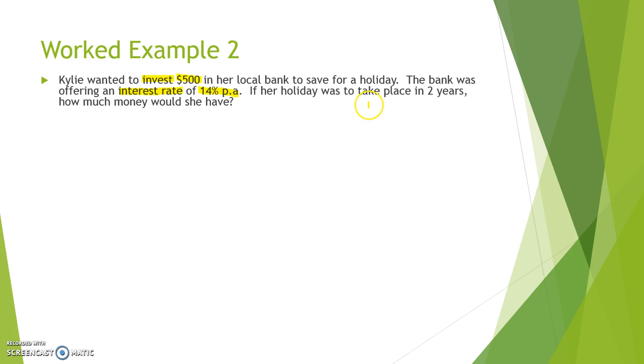She wants to save money for a holiday, and that's going to take place in 2 years. So that's our time. How much money would she have? So we're after the interest as well as the final amount. So let's look further. We summarize that information. P equals 500. R is 14%. Once again, we divide it by 100 to make it 0.14. T is 2 years. We write our formula, and we substitute in, same as before.